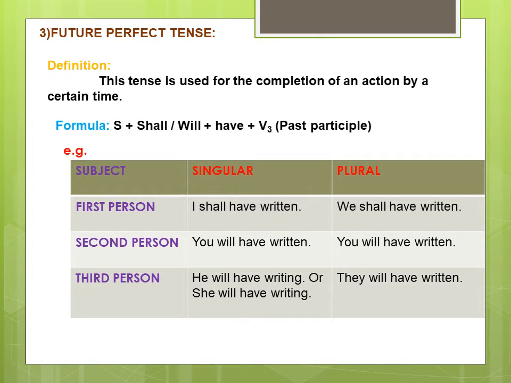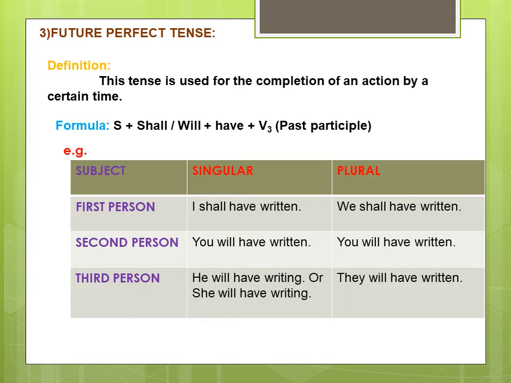Next, future perfect tense definition. This tense is used for the completion of an action by a certain time. Formula: S means subject, plus shall or will, plus have, plus V3, meaning the past participle form of the verb. In this future perfect tense, with the helping verb, have is also necessary. Shall or will plus have is also important, and also V3, the past participle. What's the definition? This tense is used for the completion of an action by a certain time. Subject, singular and plural.